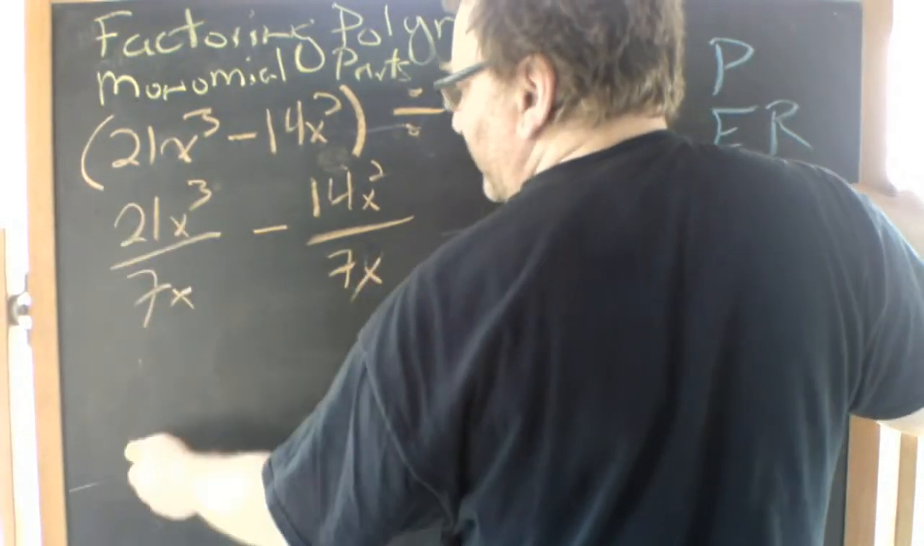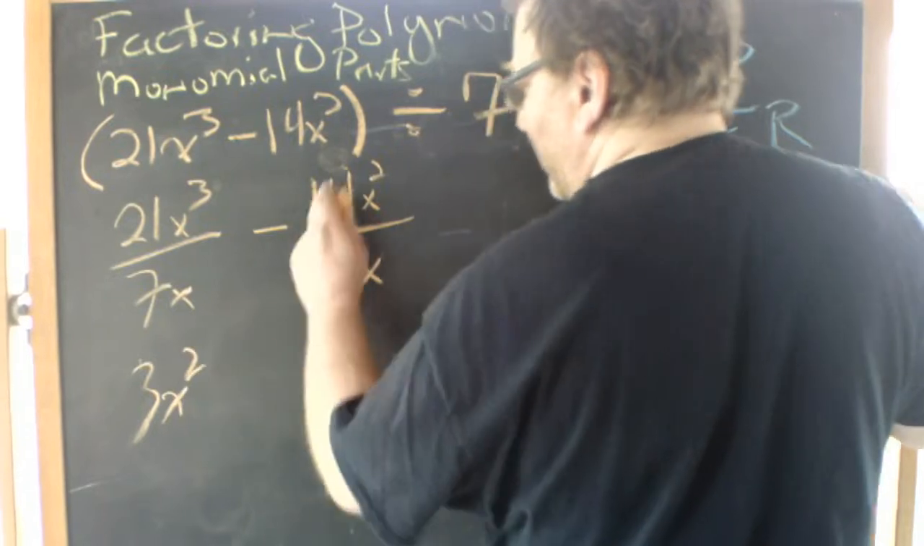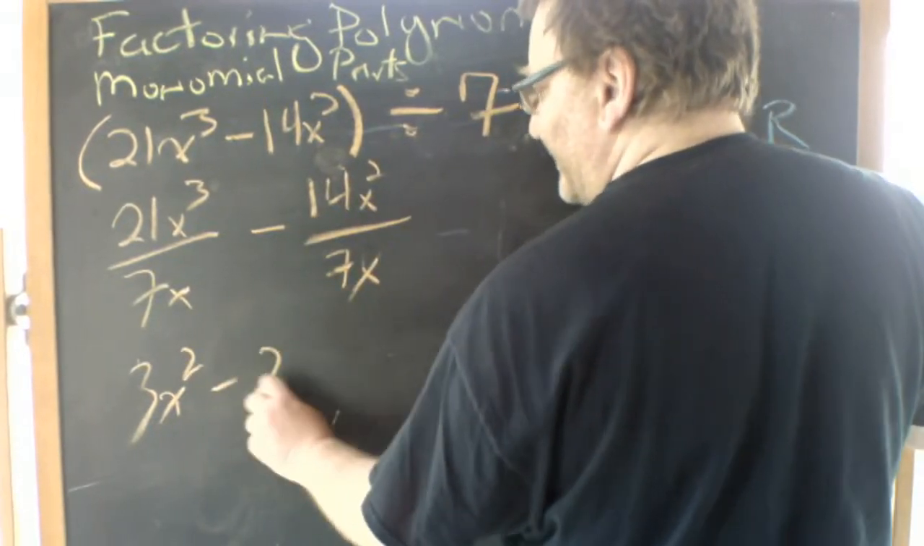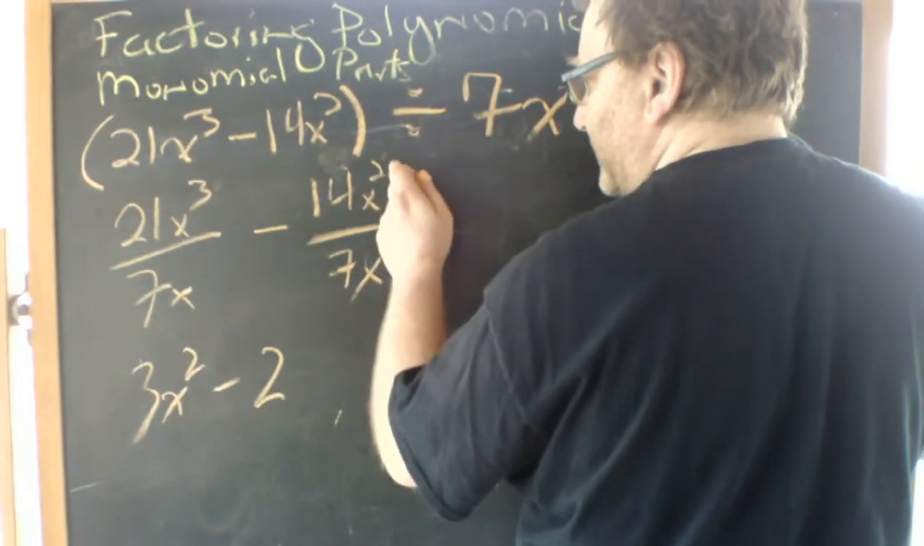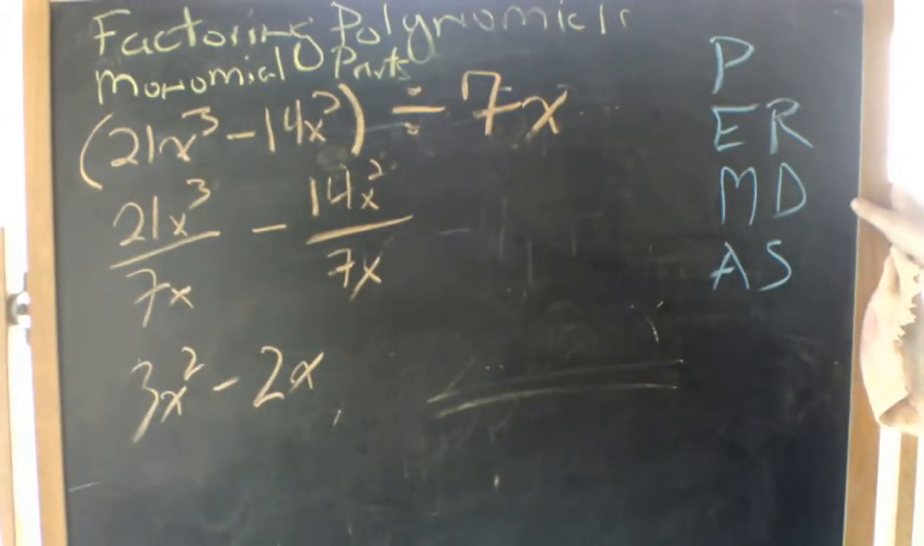So 21 divided by 7 is 3. X cubed divided by x is x squared. 14 divided by 7 is 2. X to the 2 minus the 1 gives me a little x. And I got the same thing.